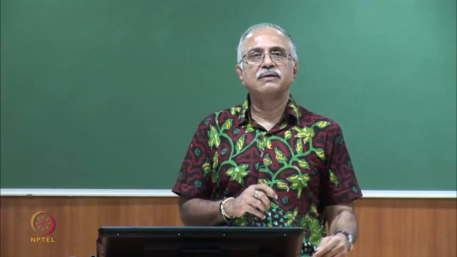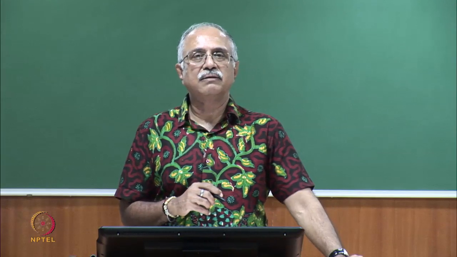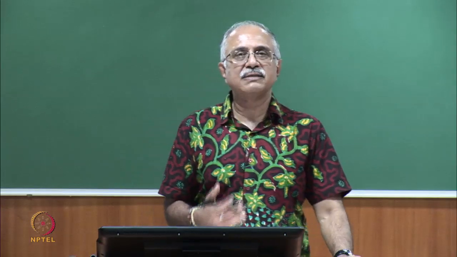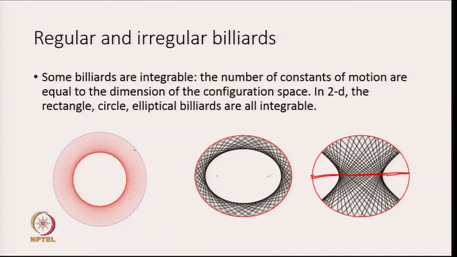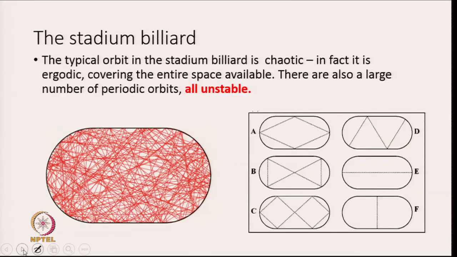In contrast to the integrable billiards, there are non-integrable billiards as well, and the stadium is an archetypical example. A typical orbit in the stadium billiard is completely chaotic. It just goes all over the place. In fact, if you give it enough time, it is also ergodic. It will go over the entire space available. This is in sharp contrast to something like the circular billiard, because wait however long you want, the central region is never going to be filled in by any orbit.